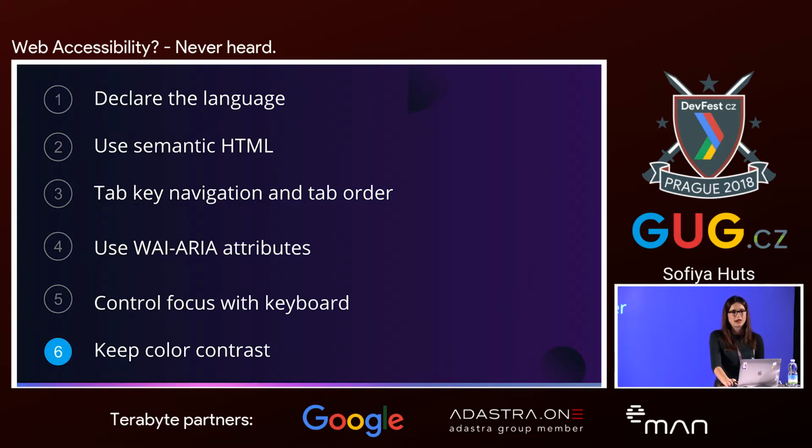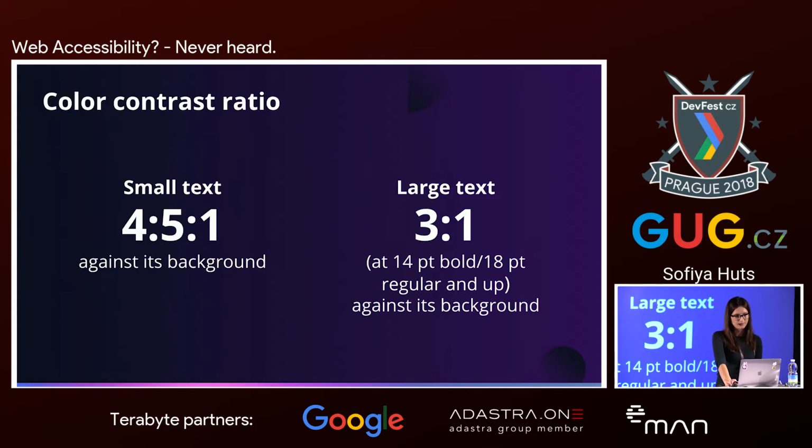And the last but not least, keep color contrast. So color is a very important thing on your website. It brings some mood and some intent to your users. But it should also keep some color contrast ratio for people to understand what is written there. And this is a standard: for small text, 4.5:1, and for large text, 3:1. But you will say, what is the clue about these numbers? How can I actually check this ratio?